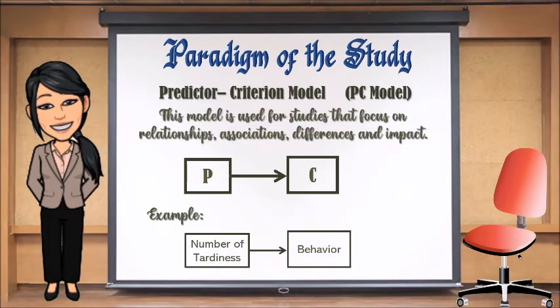The predictor-criterion model, or PC model. This model is used for studies that focus on relationships, associations, differences, and impact of variables. It is represented in a visual format as P → C. Example: number of tardiness → behavior.